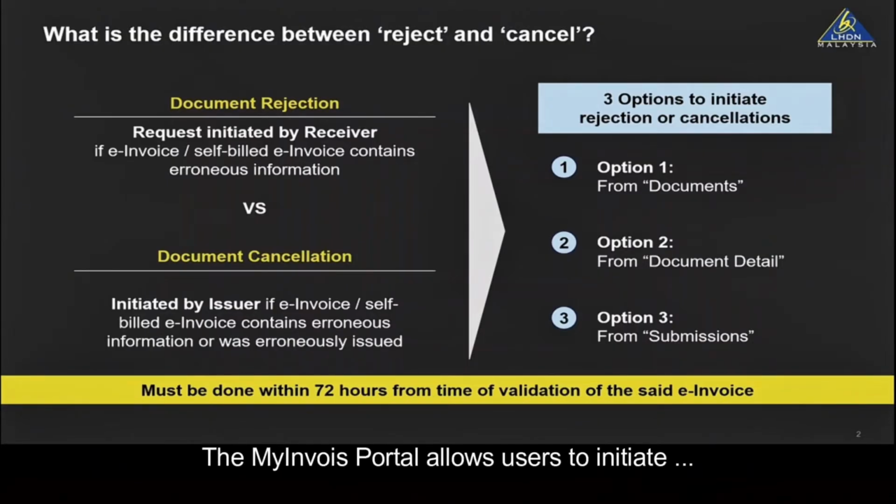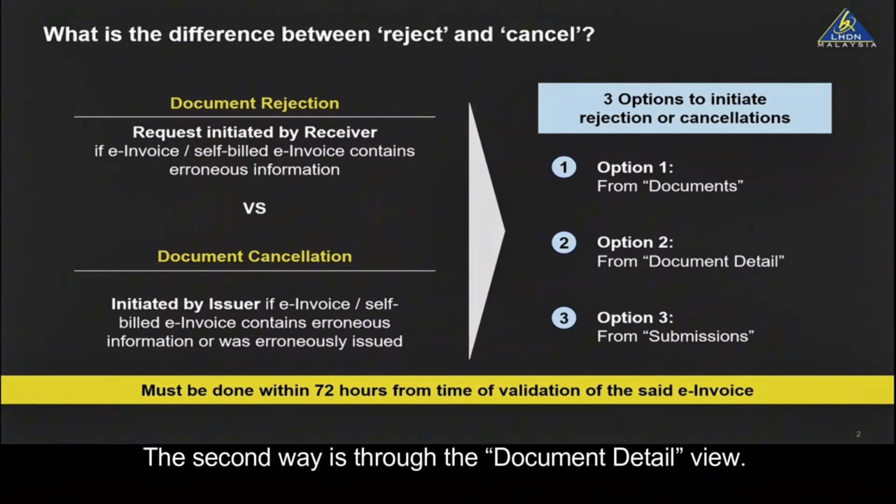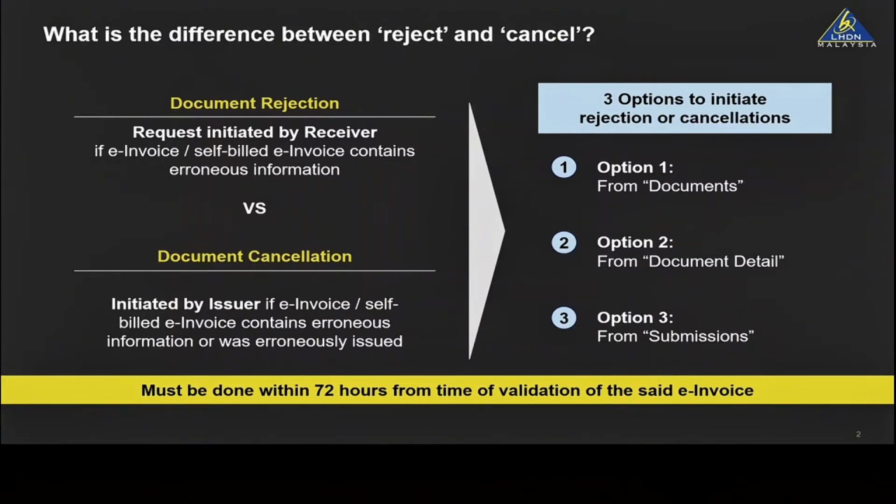The MyInvois portal allows users to initiate a rejection or cancellation through three ways. First is through the Documents tab, the second way is through the Document Details view, and finally from the Submissions tab.